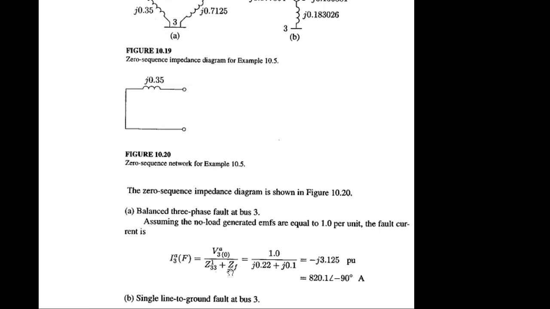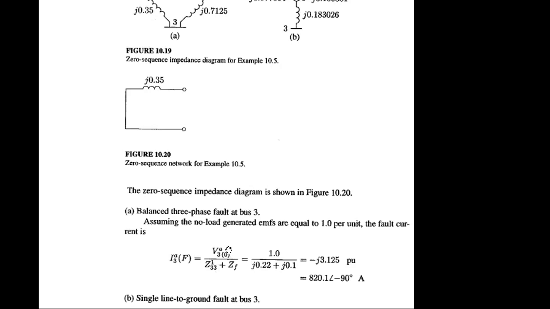It is mentioned in the problem identification, the earlier part, ZF has 0.1. But if ZF is not 0.1, it might be a bolted fault case sometimes. That means you don't have any fault impedance for that fault path. In that case, you have to put the second part of that equation for balanced three-phase fault calculation as 0.